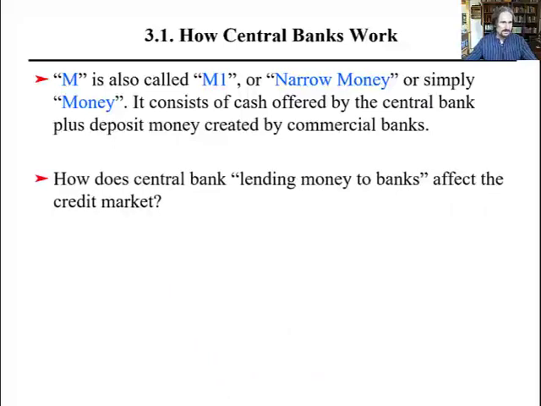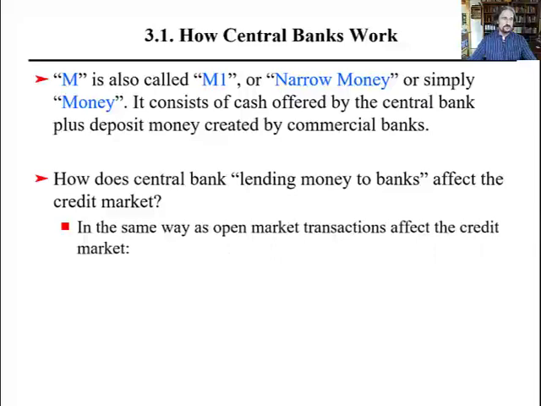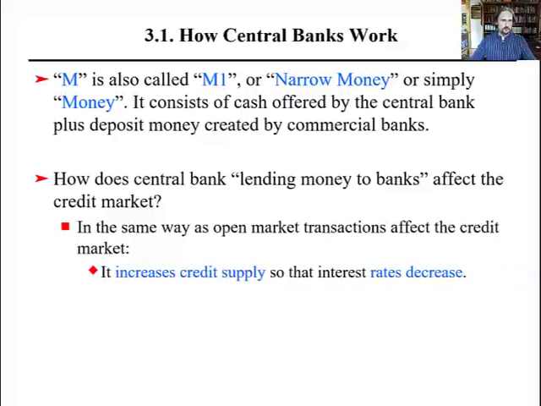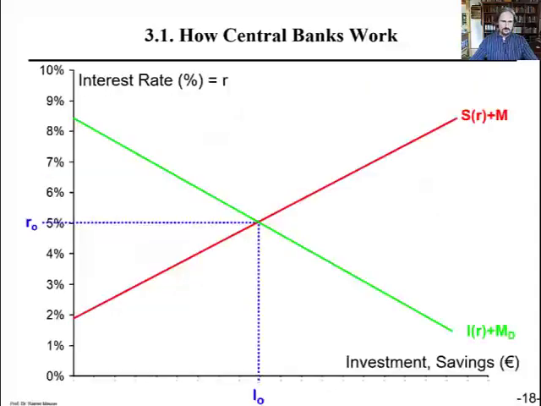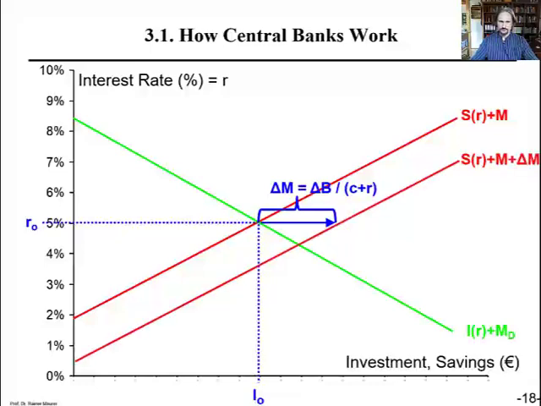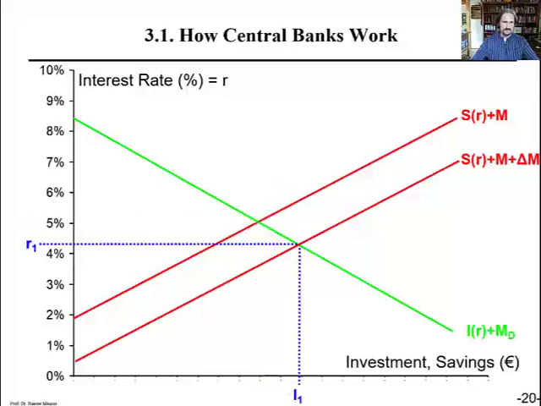How does the central bank lending money to banks affect the credit market? Of course, in the same way as open market operations affect the credit market. It increases credit supply so that interest rates decrease. This is shown by the following diagram. If the central bank increases its cash supply, commercial banks use this additional amount of cash to create additional deposit money and offer this as a credit, such that the interest rate falls to a lower level, and there it stays if nothing else happens.